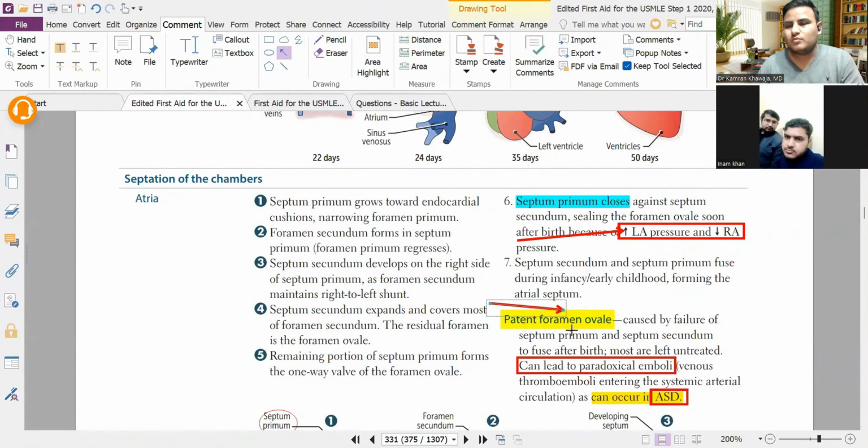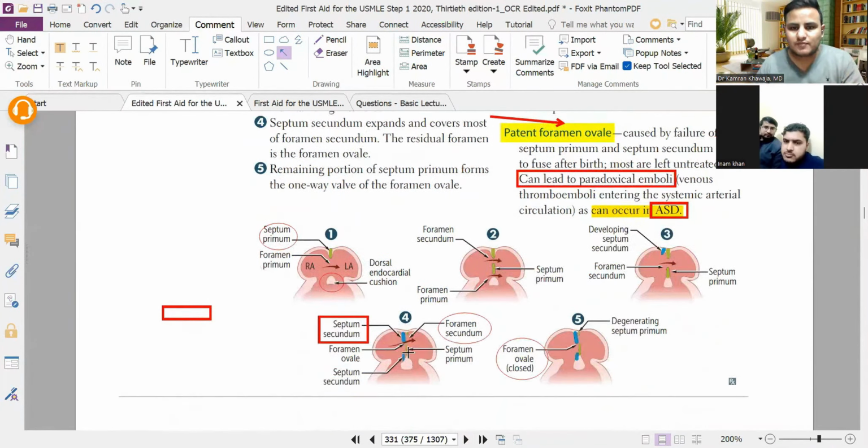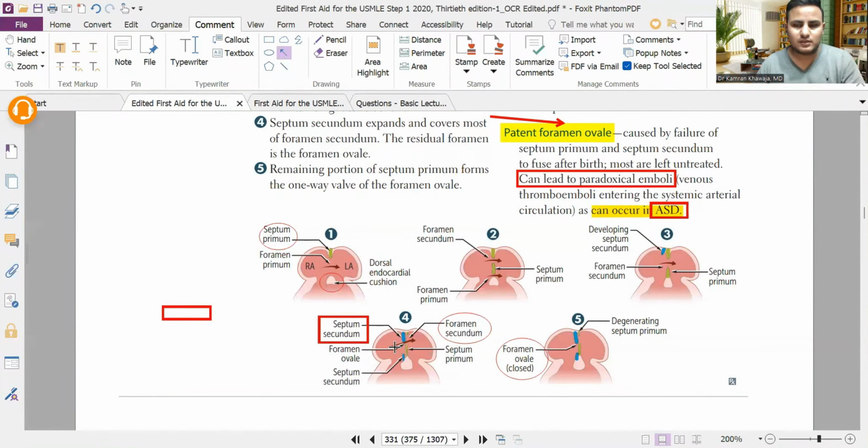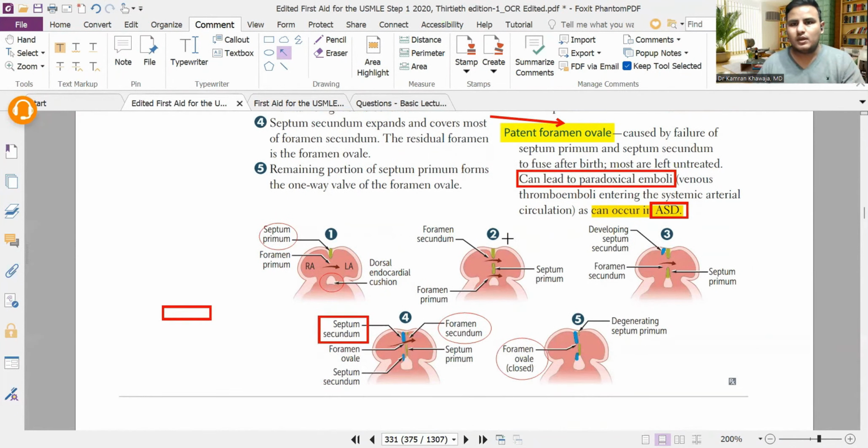Patent foramen ovale. What are the factors? That was the most important MCQ. What are the factors after birth that close this? Pulmonary resistance decreases and the left atrial pressure is increased. When left atrial pressure is increased, the septum primum will close the foramen ovale. This is a very important MCQ. So what are the factors that close the foramen ovale? Increased left atrial pressure.